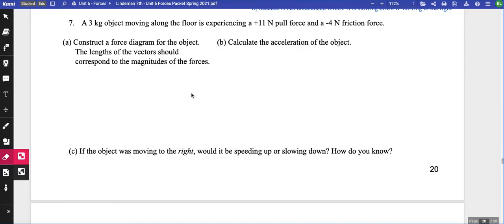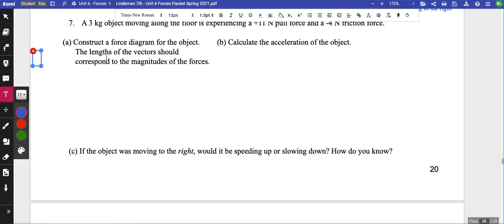Number 8 as well, okay? So the first thing we're asked to do is construct a force diagram, okay? And I'm just going to read this. So a 3 kilogram object. Immediately I see the 3 kilograms and I'm just going to figure out what the weight is, okay?